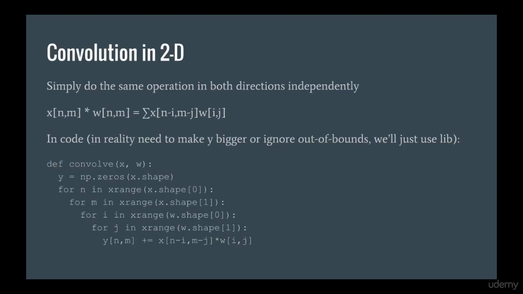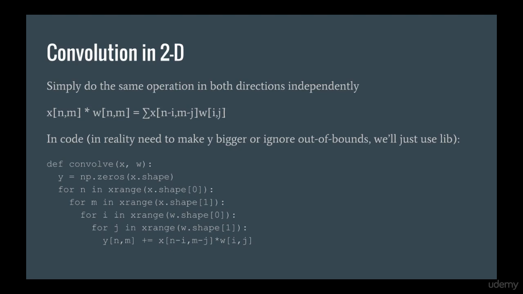Since we'll be working with images, we need to talk about two-dimensional convolution, since images are two-dimensional signals. You can see from this formula that this just does both convolutions independently in each direction. I've got some pseudocode here to demonstrate how you might write this in code, but notice that there is a problem if i is greater than n or j is greater than m. Well, we'll go out of bounds.